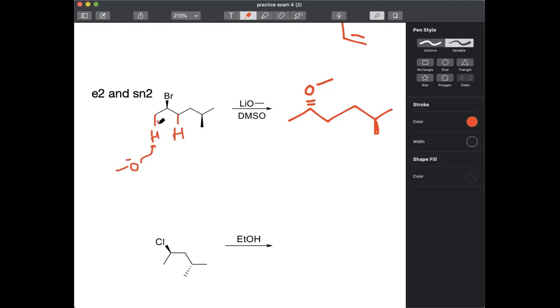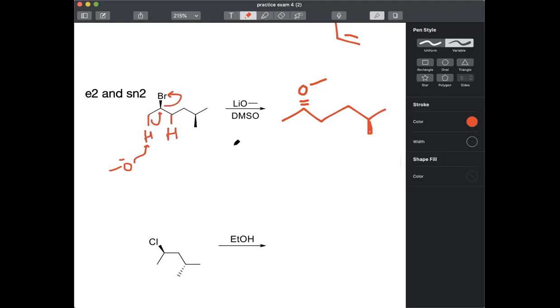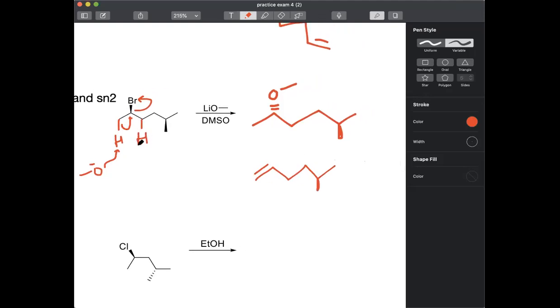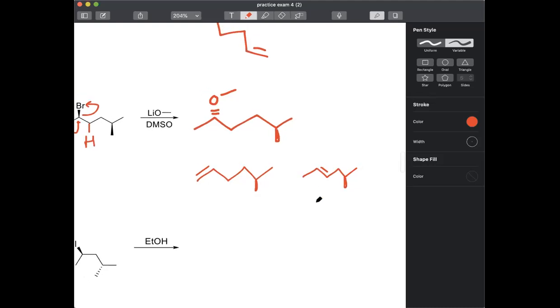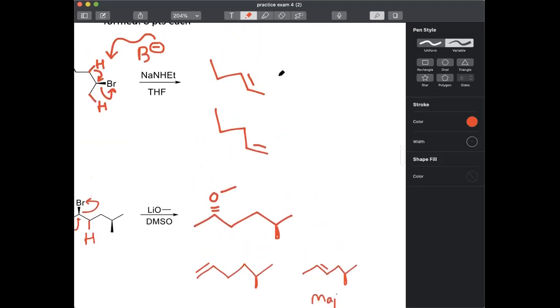Grabs the proton, these fall back. Br leaves, right? So we have this, right? And then after it grabs that one, we have this, okay? And yes, the second one is the major. And then here, this one is major.